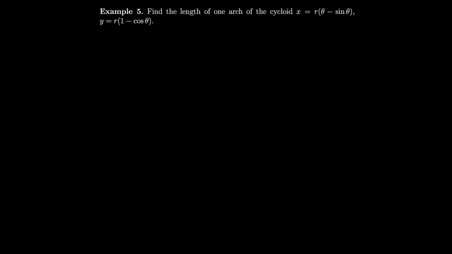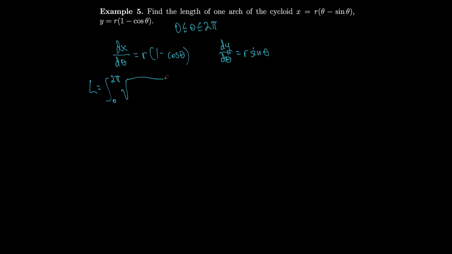Let's find the length of one arch of the cycloid. So as we've seen, theta goes from 0 to 2 pi for one arch. So that means that we have to look at dx/d theta, r times 1 minus cosine theta, and dy/d theta, which is r sine theta, inside of an integral that just goes from 0 to 2 pi of the square root of each of these derivatives.